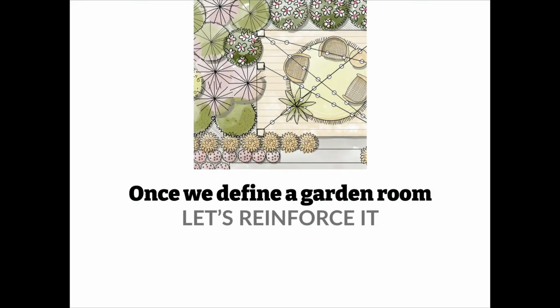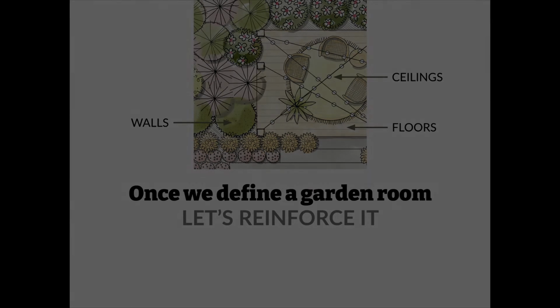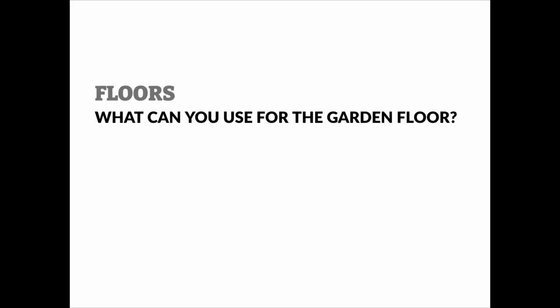I want to show you how to reinforce it so you can add those details. So we're going to talk a little bit more about the details of floors and walls and ceilings and the different elements that you can use in those different garden planes to reinforce those rooms, and honestly to give it style, so you can think about aesthetics and all those beautiful details that make an outdoor room special. The first thing I would love to discuss is floors.